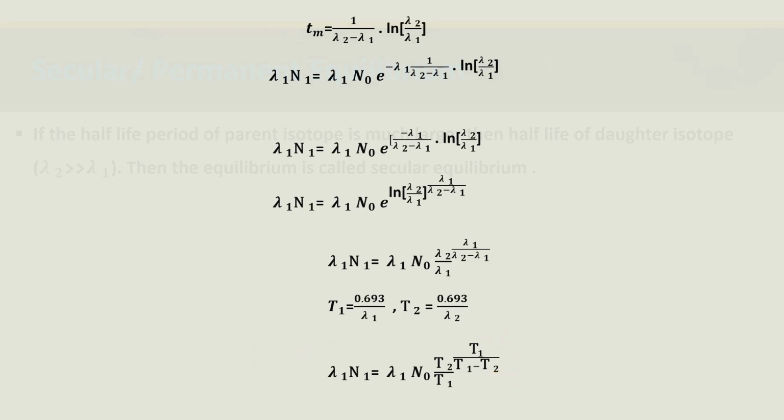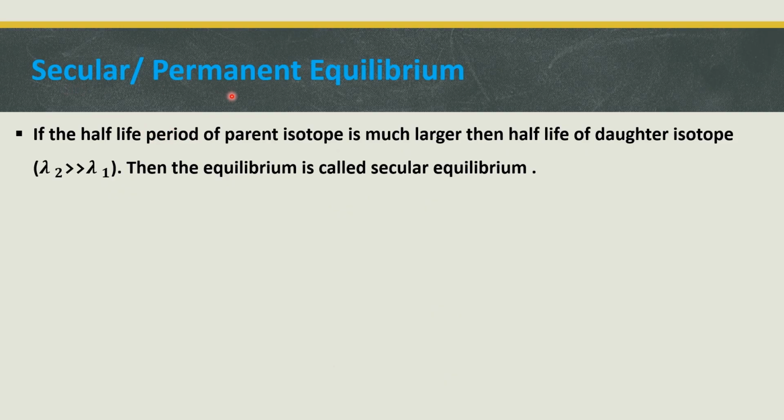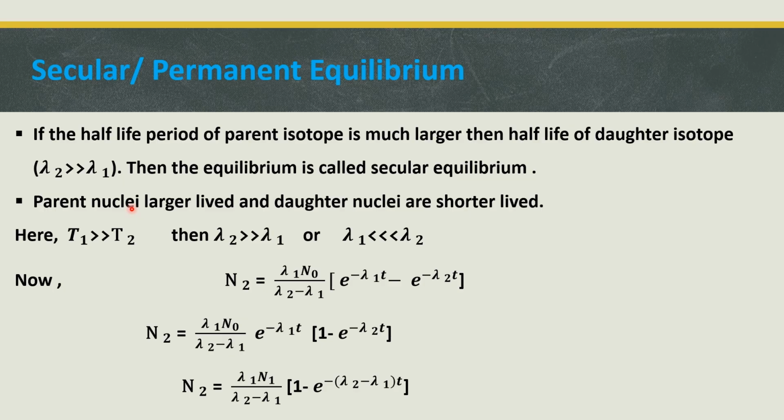Okay, second one is secular or permanent equilibrium. Secular or permanent equilibrium exists or happens if the half-life period of the parent isotope is much larger than the half-life of the daughter isotope; then the equilibrium is called secular equilibrium. That means lambda 2 is much greater than lambda 1. So mathematically we will see secular or permanent equilibrium. Permanent and secular equilibrium are the same thing.